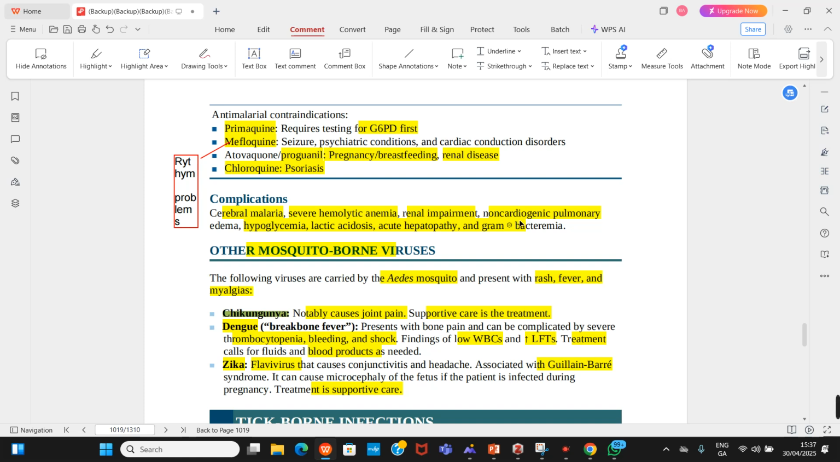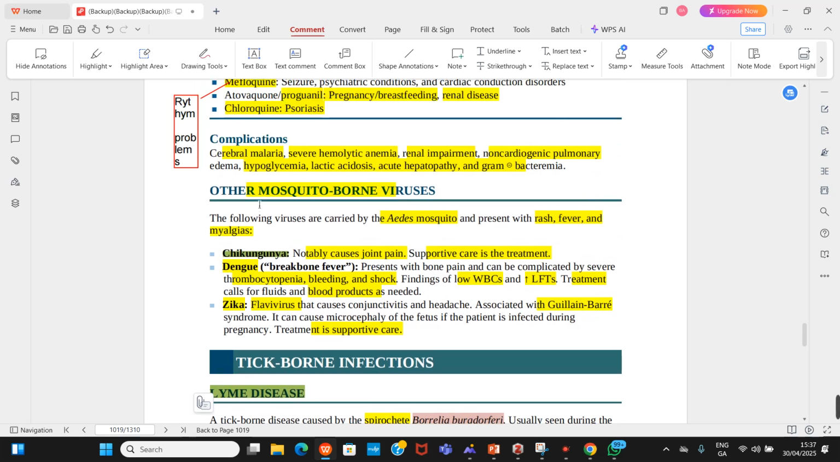They can have a lot of inflammatory process affecting the lung, causing non-cardiogenic pulmonary edema. So that's why they're having features of pulmonary edema and hyperventilation. So think about non-cardiogenic pulmonary edema from malaria. They can be hypoglycemic, they can have lactic acidosis, liver issues, and even increased susceptibility to gram-negative bacteria.